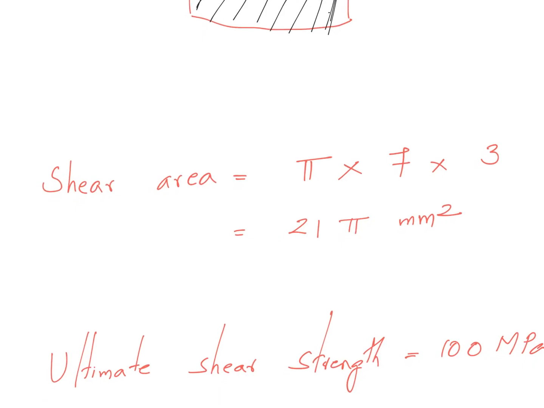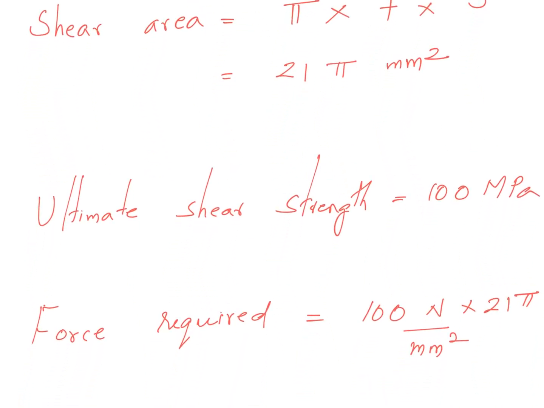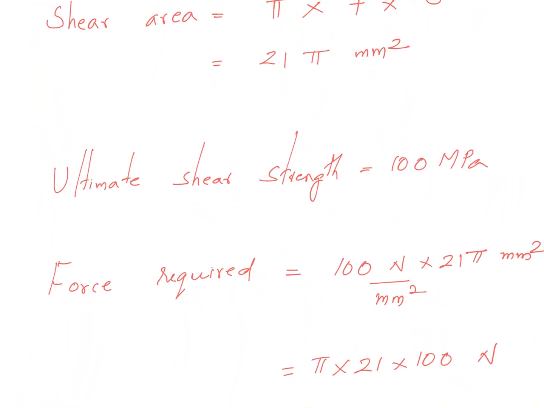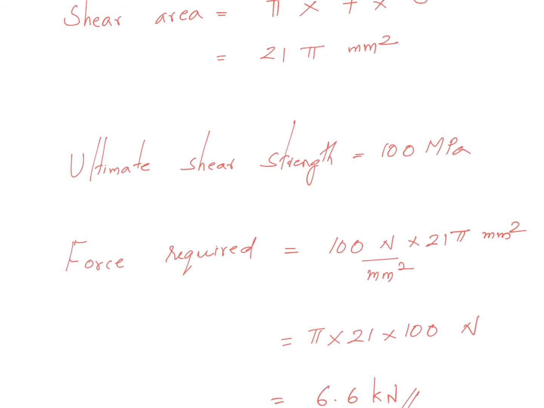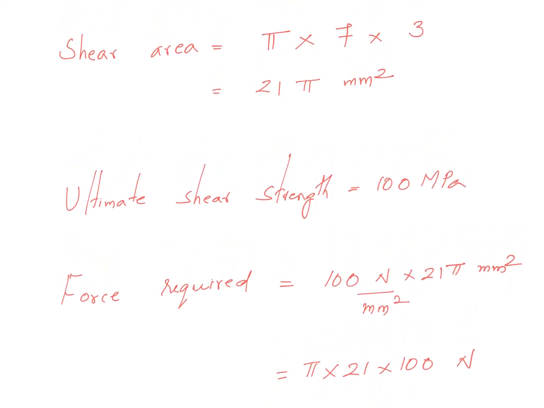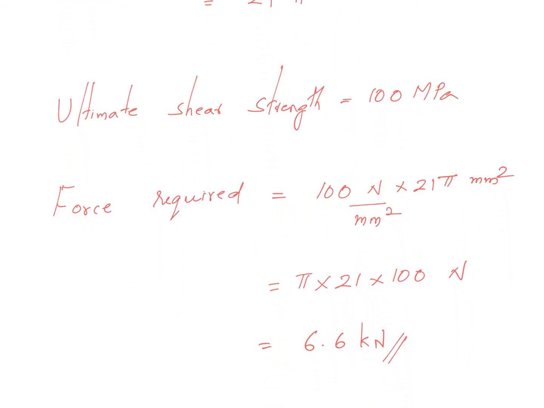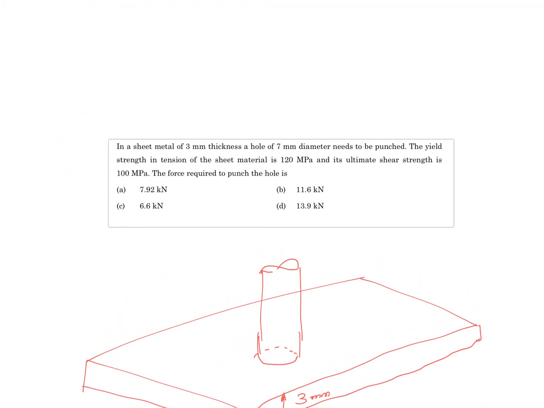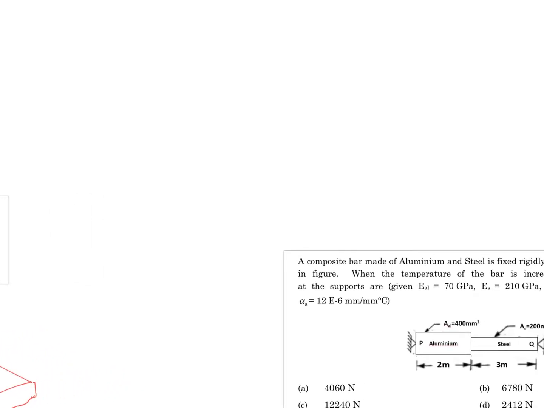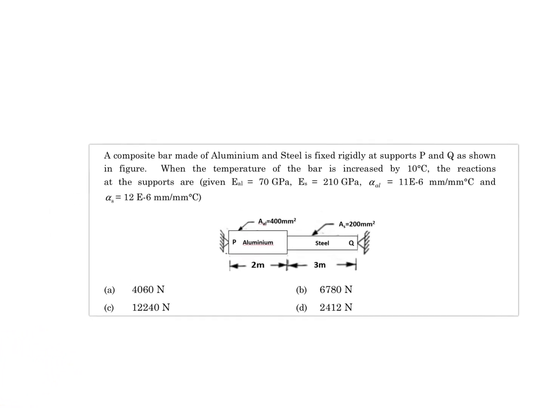So the shear area is this much, then ultimate shear strength is given as 100 MPa. Now in order to evaluate the force, all you want to do is multiply ultimate shear strength with the shear area, which will give you the value 6.6 kilonewton. Okay, so here you can see option C is the right answer. Again, pretty straightforward. Now I will go to the last question that I'm planning to cover as part of this video. It's a very interesting question.